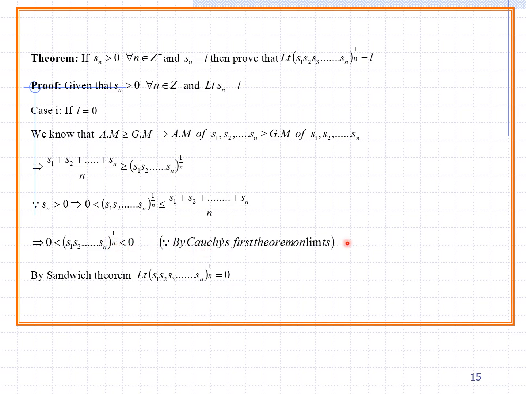By Cauchy's first theorem on limits and by the sandwich theorem, limit of (S1 S2 S3 so on Sn) power of 1 by n is 0. So sandwich theorem means what? Sn is 0 and Tn is also 0, so automatically the middle value Un is also 0. By the sandwich theorem, one is a finite value, automatically the second sequence is also finite. So comparing to these two sequences, the third sequence is also 0. So that is the sandwich theorem.